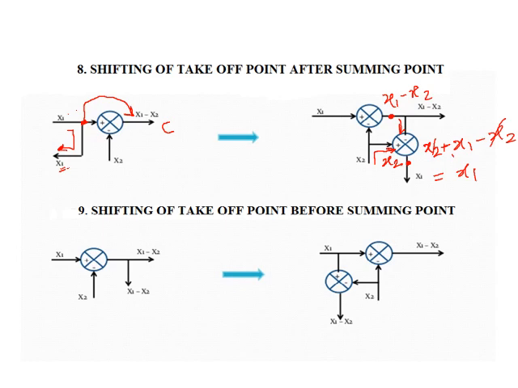Okay, now we will see rule number 9, shifting of takeoff point before summing point. In rule number 8, we shifted the takeoff point after the summing point. Now here we want to shift this takeoff point before the summing point, exactly opposite to rule number 8. Again here the input is labeled with x1 and two signals are incoming for the summing point, x1 and x2, and here the output is shown with x1 minus x2. And here the takeoff signal is given with x1 minus x2. So all these conditions are given. You can label this signal with ABC or with any labeling.